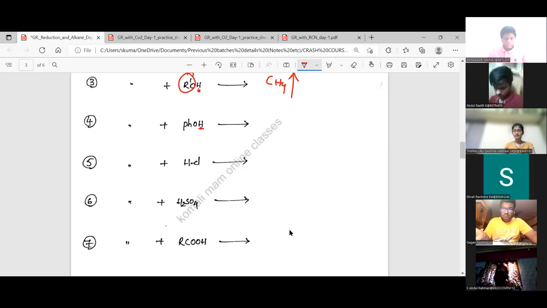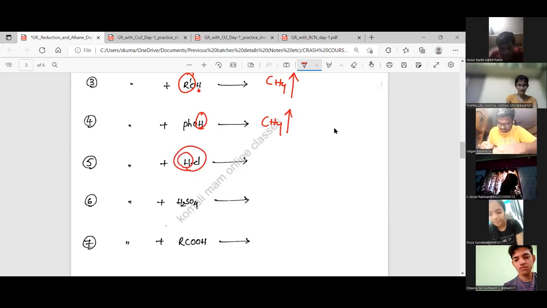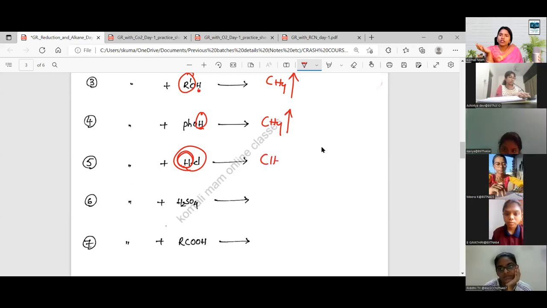CH3 minus you get there and H plus, CH4. Again, HCl. HCl is a source of H plus and an acidic compound, or not? This is an acidic compound. So, an acidic compound gives H plus ion. So, what will you be getting there? It will be getting CH4 as your product. Again, CH3MgBr is a good source of carbon anion, and with H plus it gives methane.